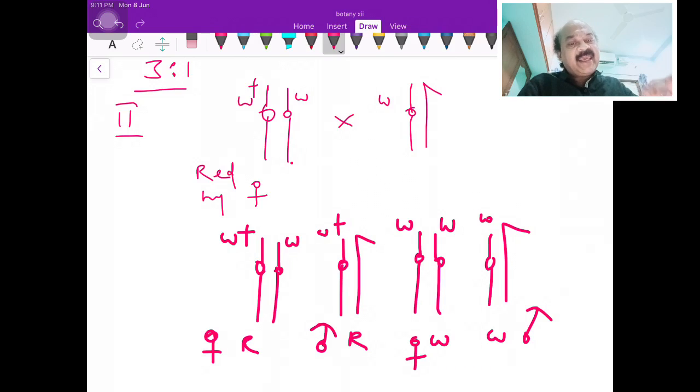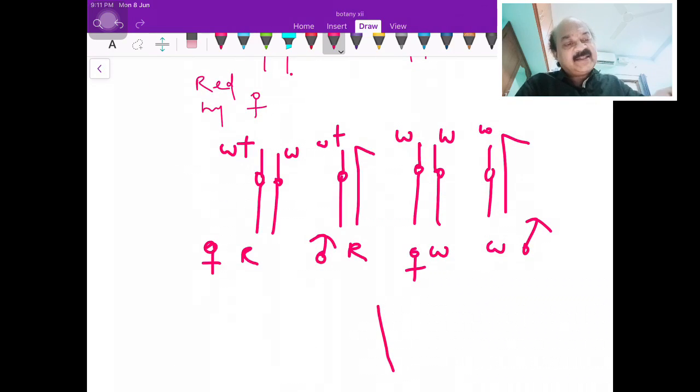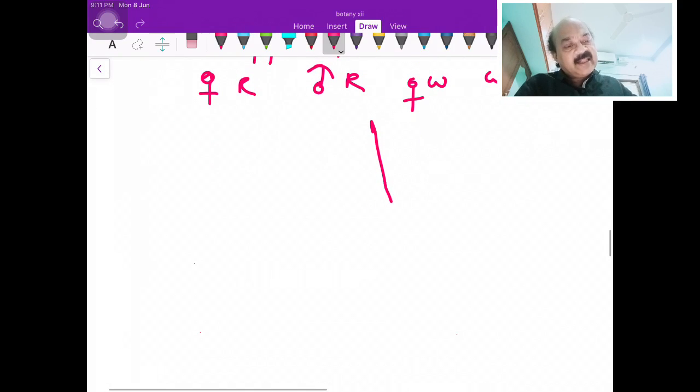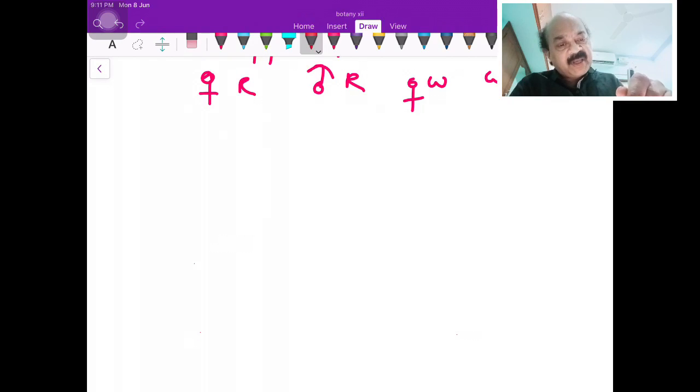It is like a test cross. In the test cross, we get a 1:1:1:1 ratio. This is the second cross Morgan conducted. Now let us see the third cross.